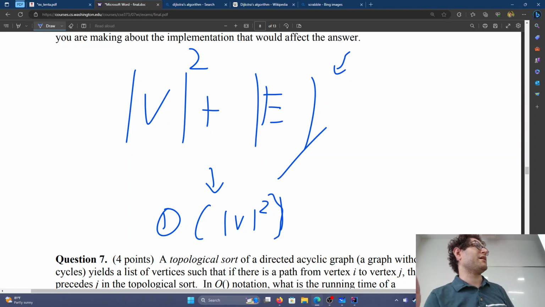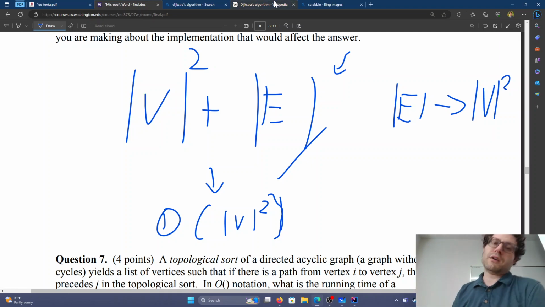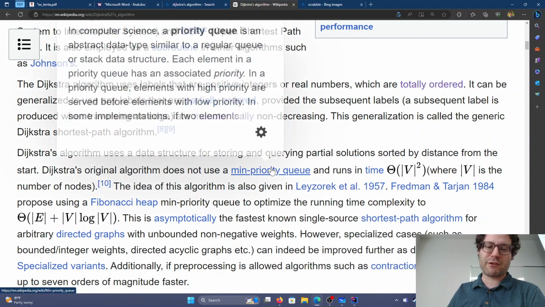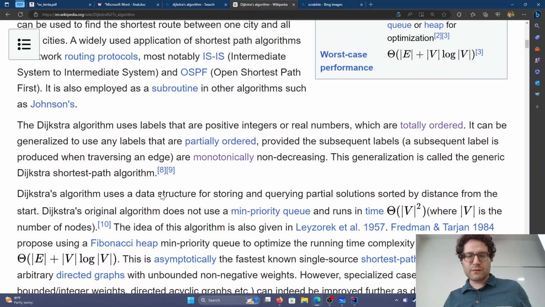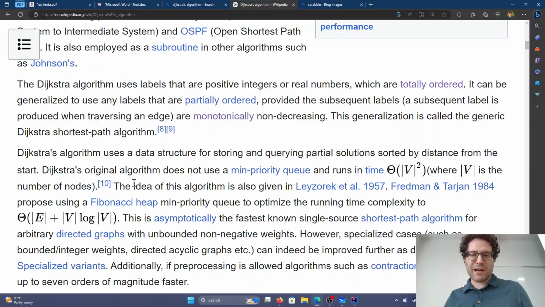Because in the worst case, in a dense graph, E, the maximum number of edges, is V squared. Okay? Now, we typically keep them separate, but since we're already at V squared, we might as well write it as V squared. However, if you use a minimum priority queue, a heap in other words, it becomes E plus V log V. And here it's using a Fibonacci heap to do that.